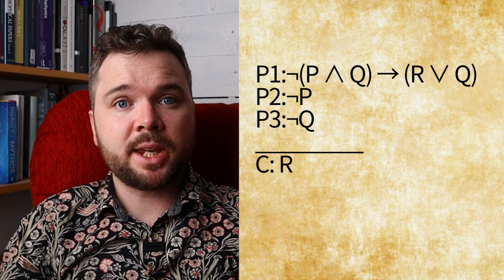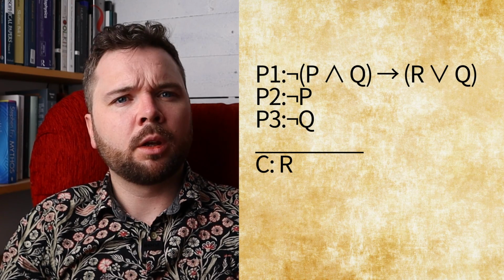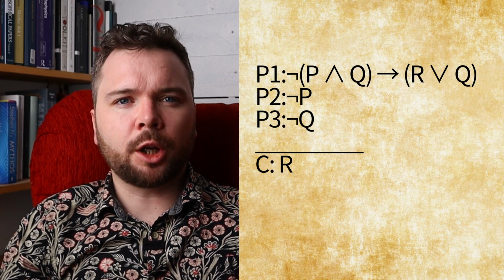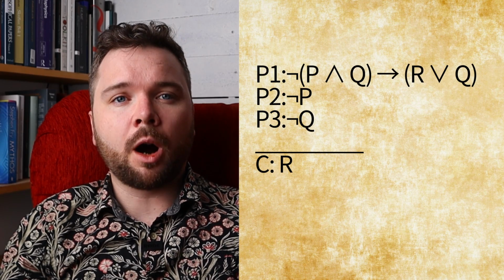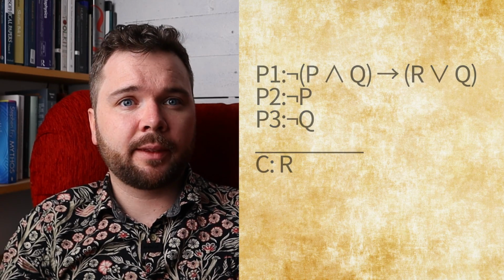Let's do another one. So here we have an argument. If it is not the case that P and Q, then R or Q. Not P, not Q, therefore R. The translation of this argument could be something like this.